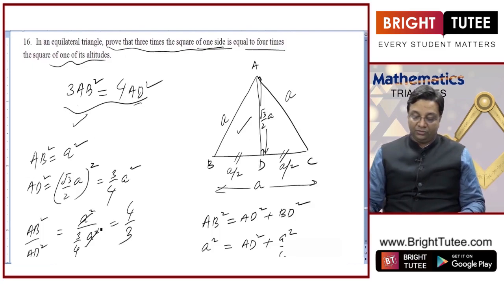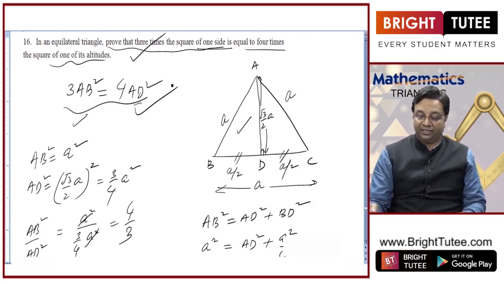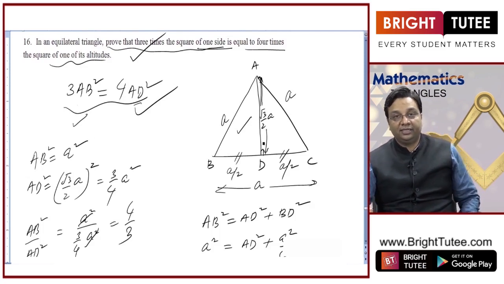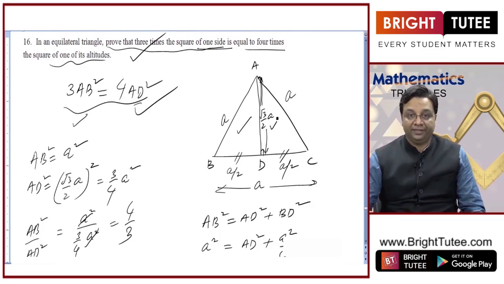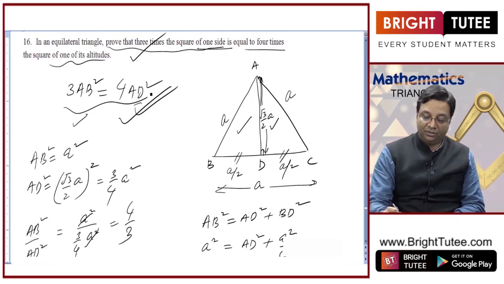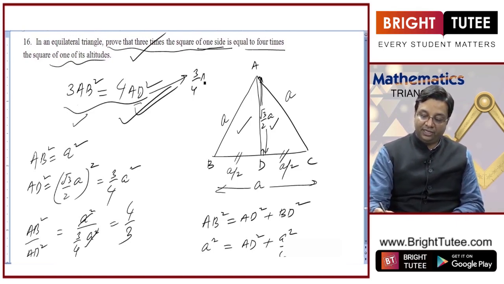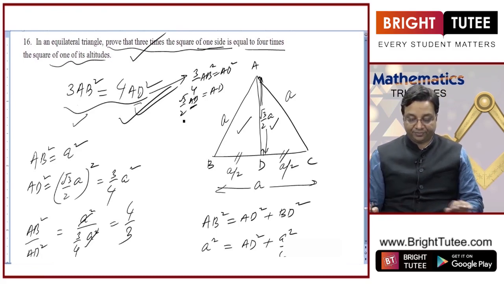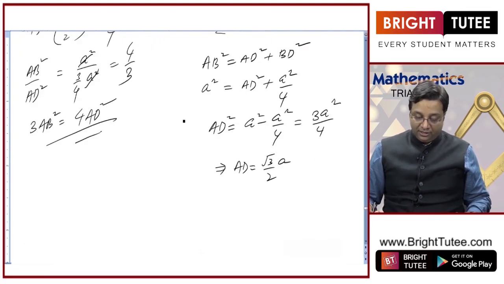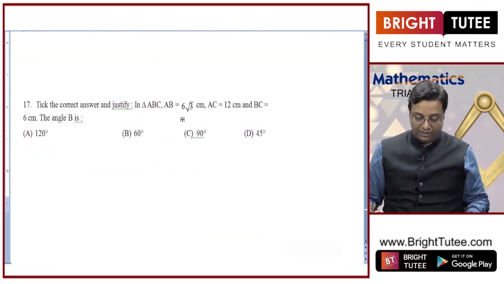Okay. Some of you could have seen this result directly because you knew that the altitude or height in case of an equilateral triangle is root 3 by 2 a. So you could have directly seen that 3 by 4 AB square is equal to AD square, because AD is root 3 by 2 AB, side AB. Okay. Anyhow, so this question is done. Let us move to the next one.